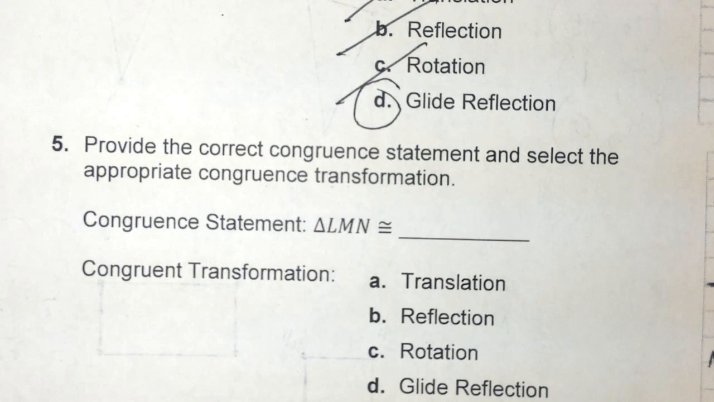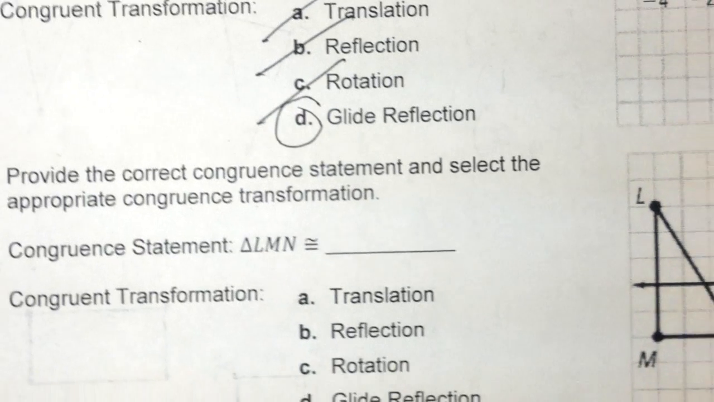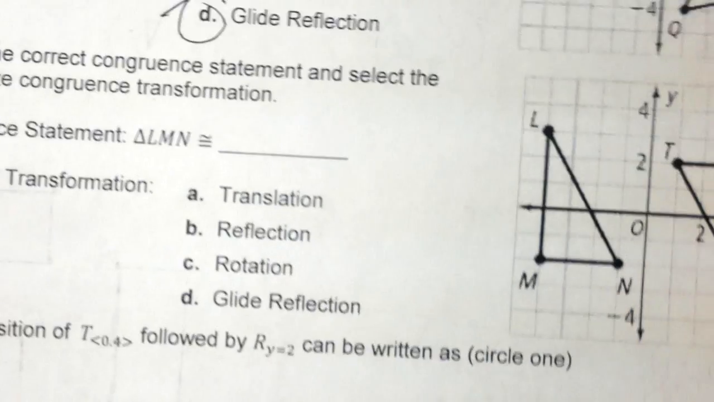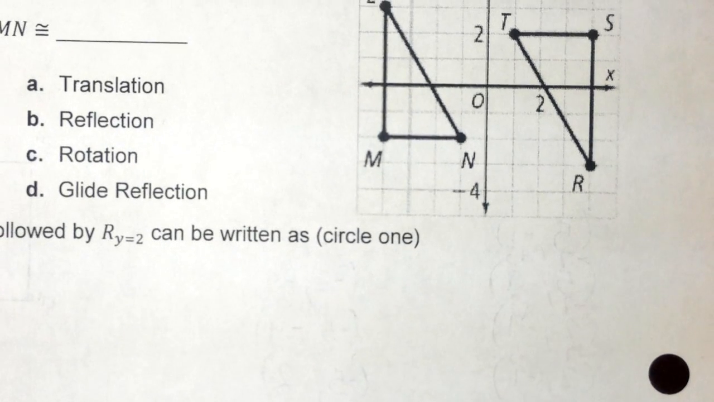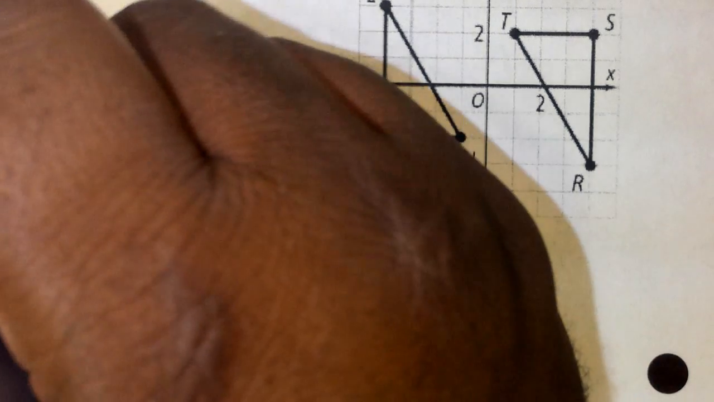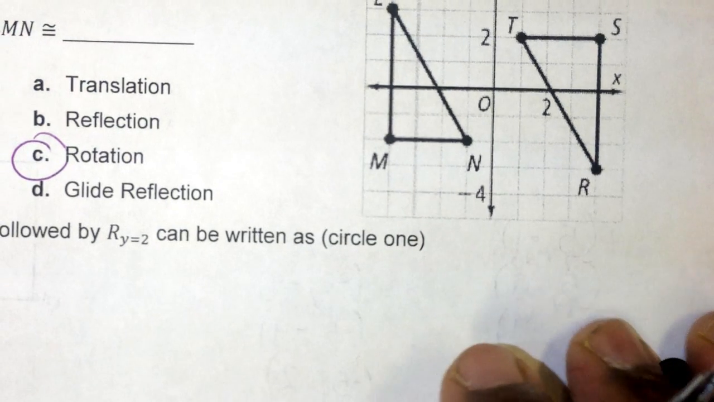Other thing, number 5, similar. Not the same though. Provide a correct congruent statement. Select the appropriate congruence transformation. Isaiah, let's do the transformation first on number 5. What transformation do you see? That is a rotation. Good that you're able to recognize it now.